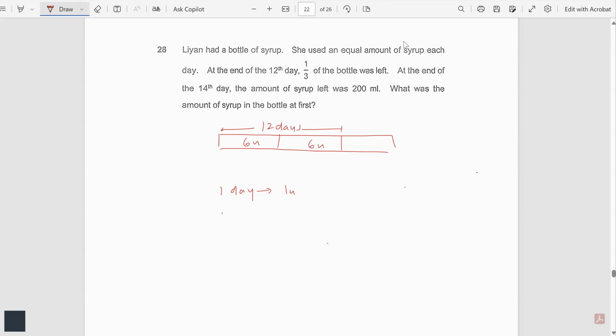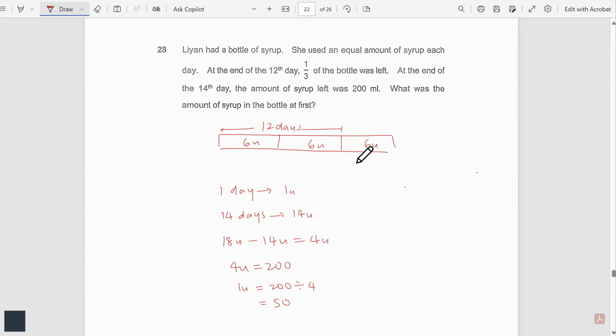Okay, so 14 days. Sorry, this is also 6 units. So 14 days will be 14 units. The amount left would be 18 units in total minus 14 units, which is 4 units. So the 4 units will be 200 ml. And from here, we find 1 unit, which is 50.